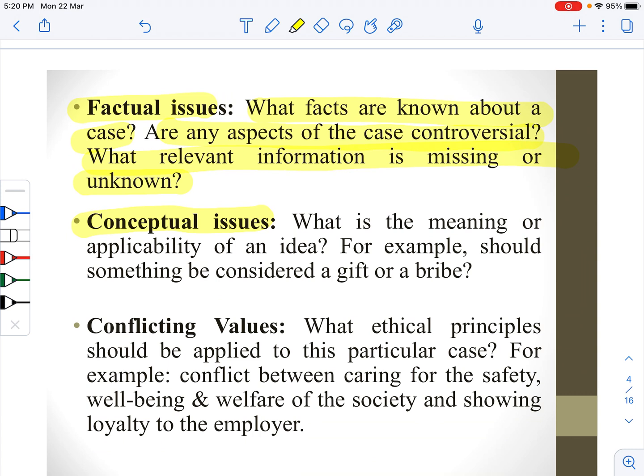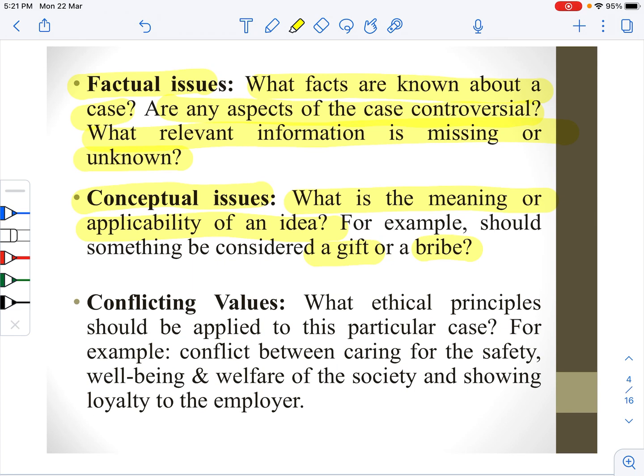Conceptual issues are what is the meaning or applicability of an idea. Basically, conceptual issue means any issue or problem which is not clear. There's some information given in the case study which is not clear, for example in terms of whether it can be considered a gift or a bribe. So is the problem really a problem, or is it not clear? If it's not clear, it falls under the conceptual issues.